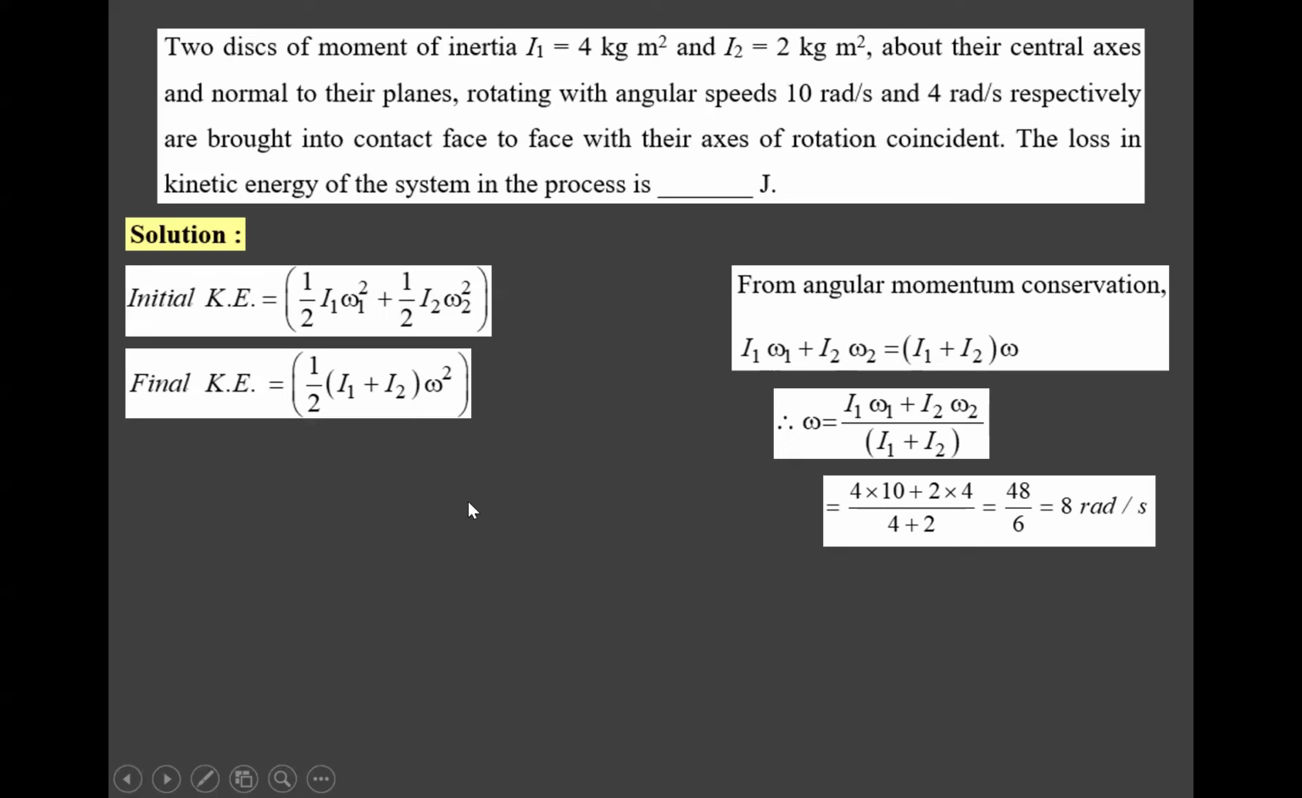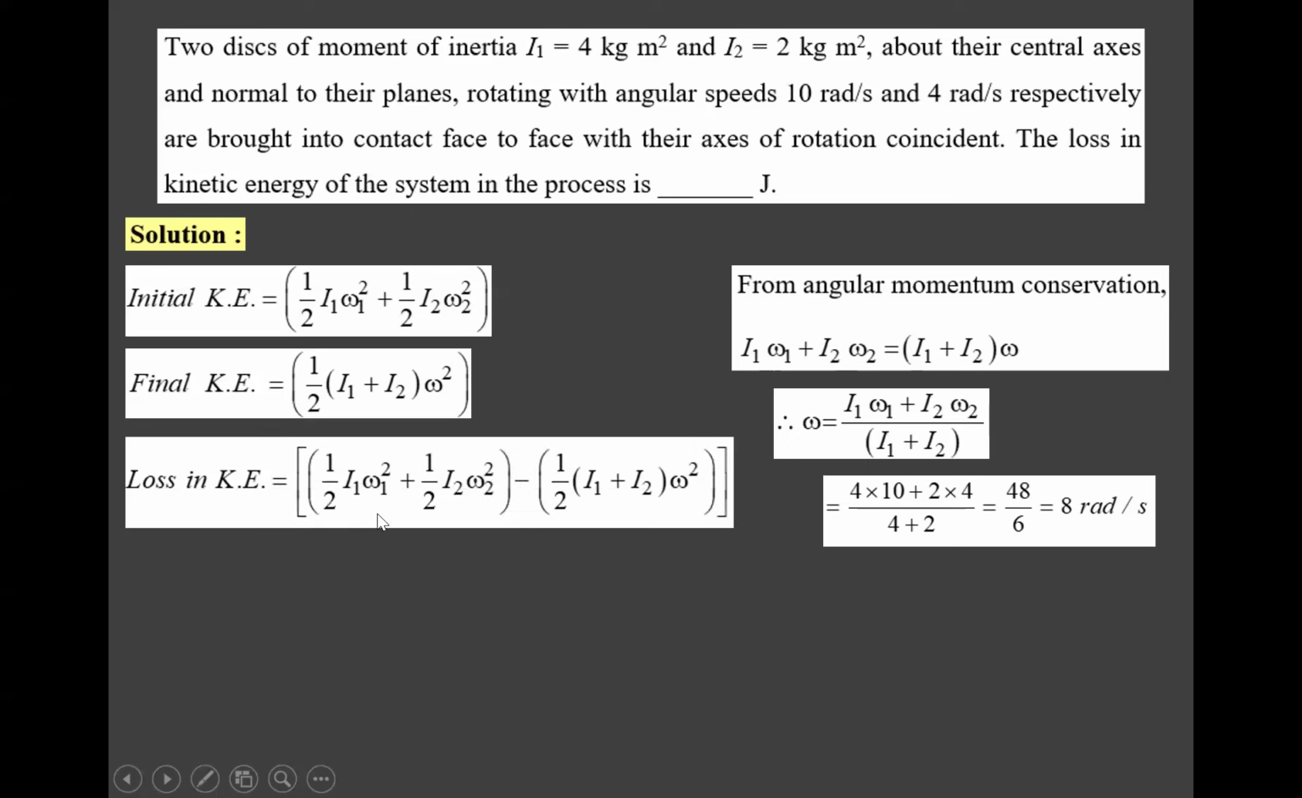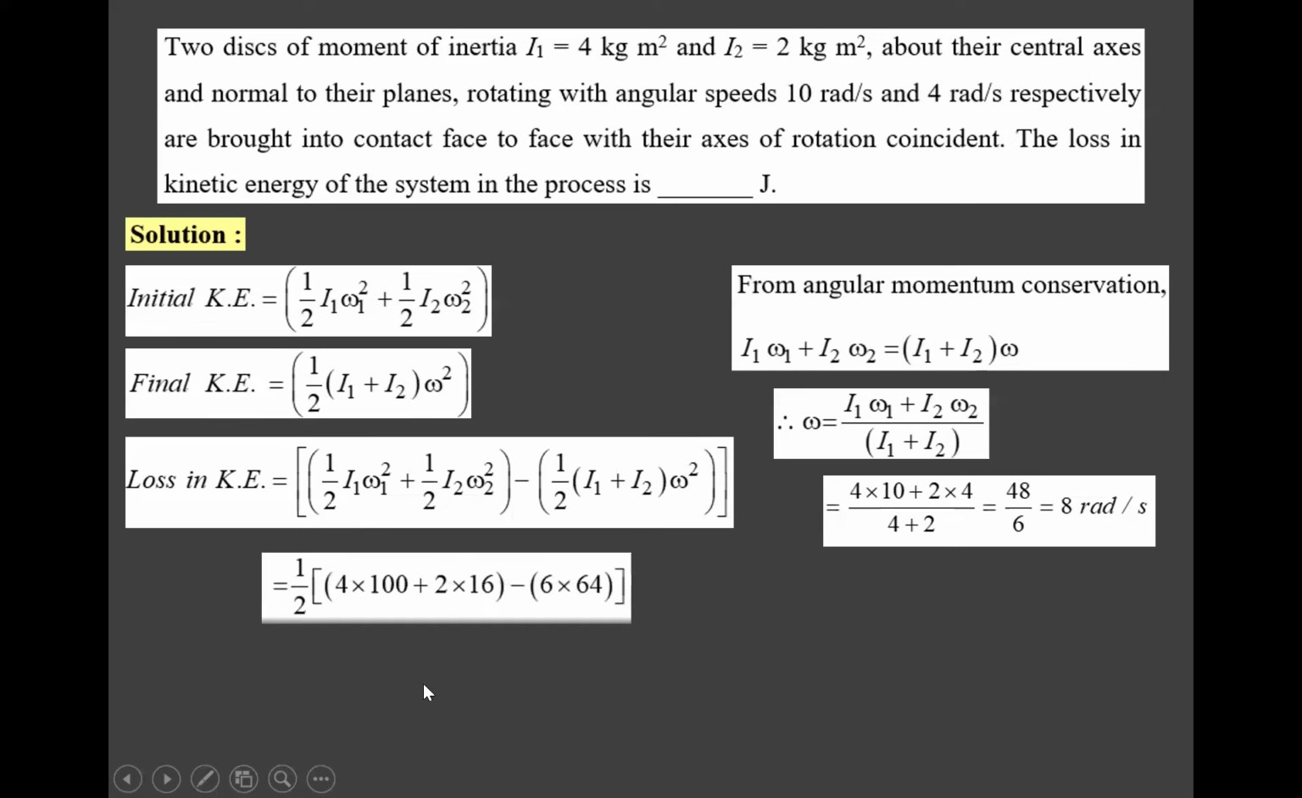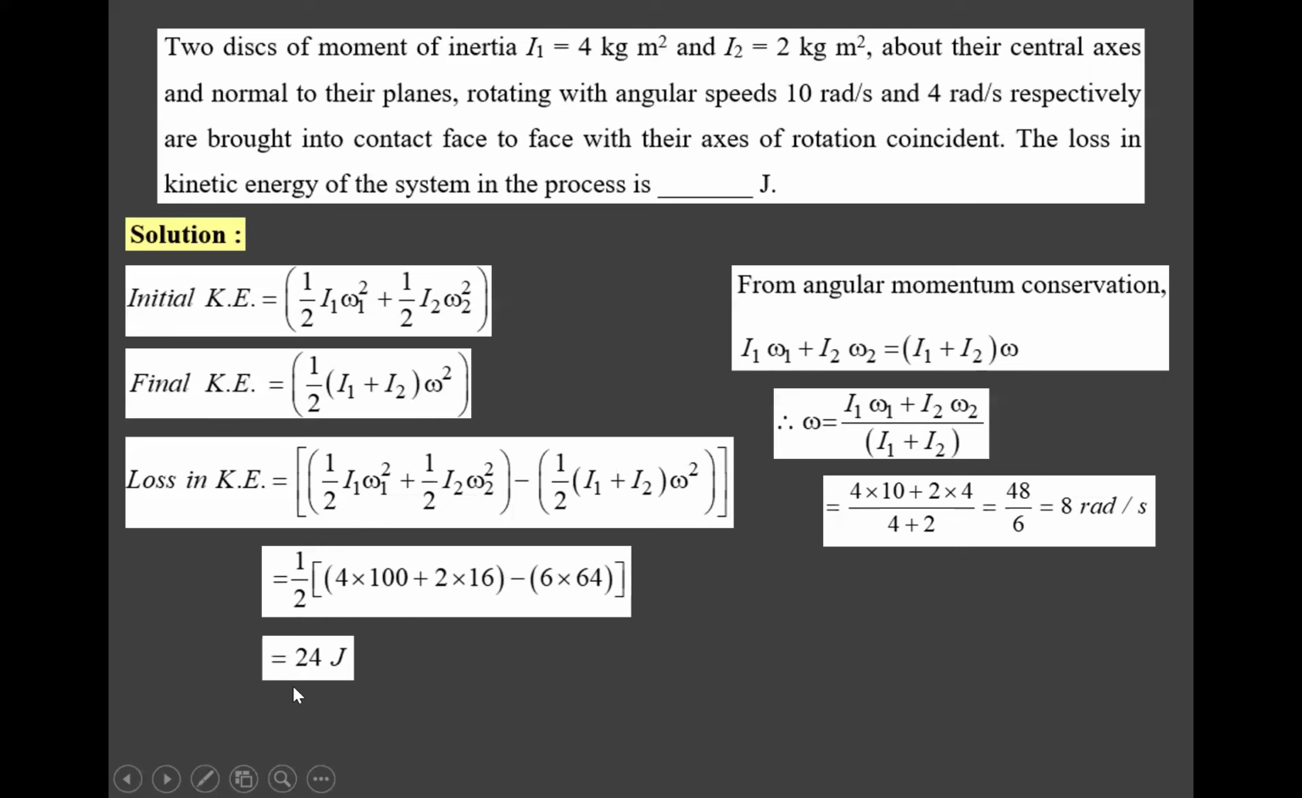Now, loss in kinetic energy, that is initial kinetic energy minus final kinetic energy. Now, in this particular equation, substitute all the values of I1, omega 1, I2, omega 2, I1, I2, and omega. And then after solving this one, you will get the answer 24 joule. So we can say our answer, that is 24. Clear to all of you?